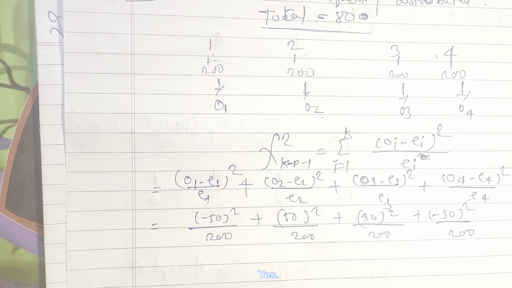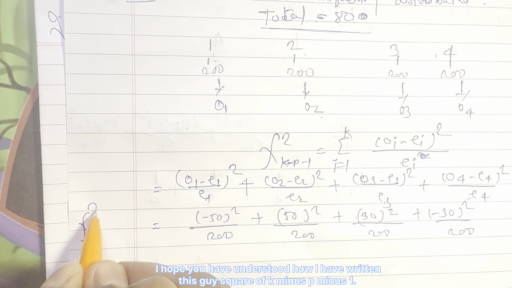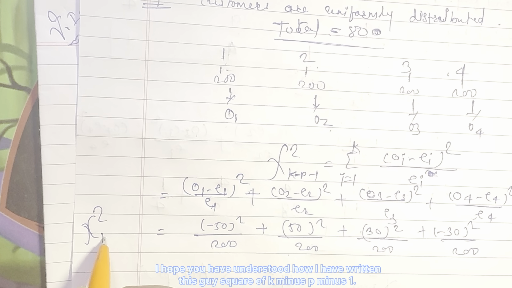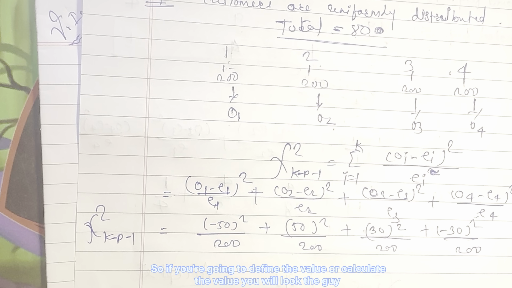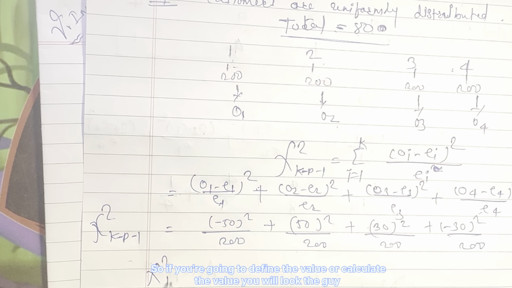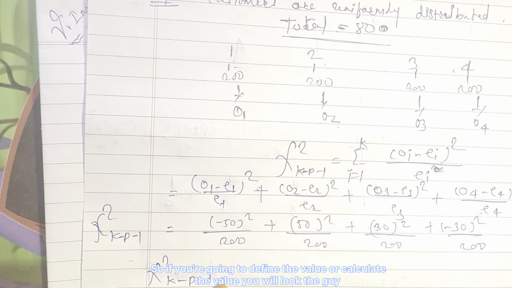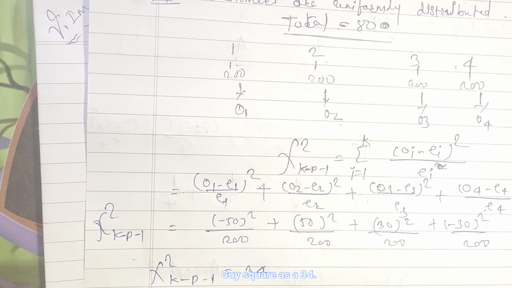I hope you have understood how I have written this chi-square with k minus p minus 1. If you calculate the value, you will get the chi-square as 34.